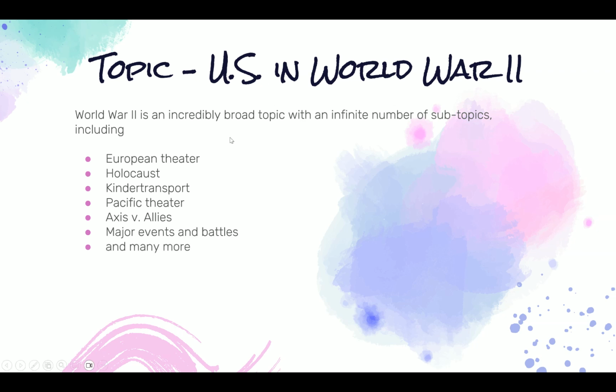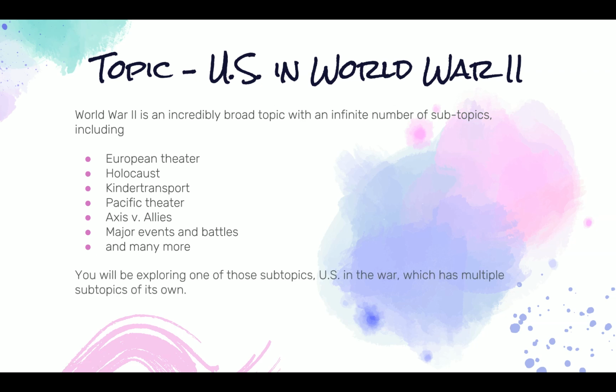If you look at each one of these, this is one tiny drop in the bucket of the number of subtopics for World War II. Each of these has a ton of subtopics itself. The European theater, you could talk about separate countries, even cities. The Holocaust, how did it start? Different concentration camps, numbers, the effects, all of that kind of stuff. So each subtopic has multiple subtopics of its own, and that of course includes your topic, which is the US in the war. So there are lots of different topics and subjects that go along with this.